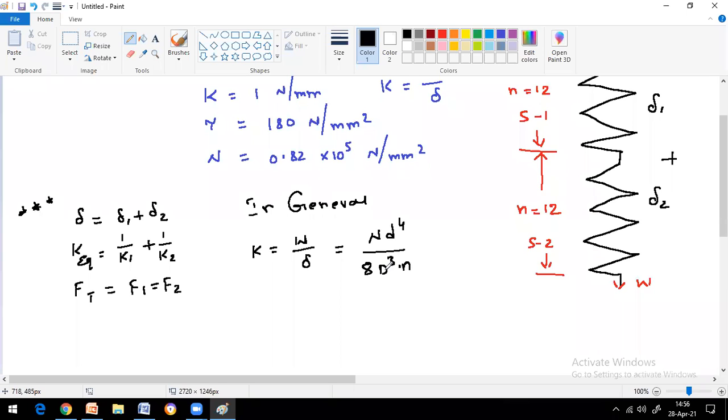Can anyone tell? What is n d power 4 by 8 d cube into n? Guys, are you hearing? Is everyone listening? What is that?